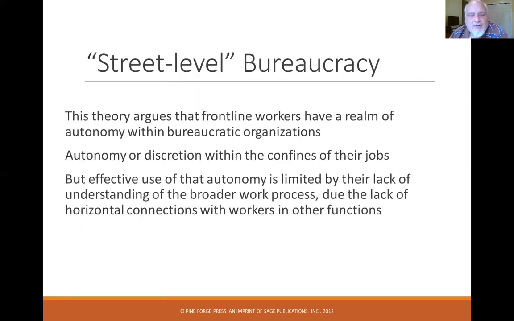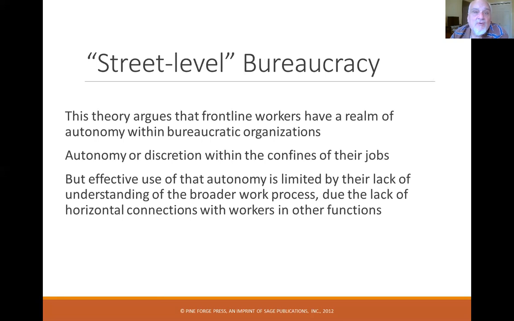Now, this is a theory that I'm familiar with because it came out of studies of policing. It argues that frontline workers have a realm of autonomy within bureaucratic organizations. Police agencies are militaristic organizations, very formal bureaucracies. They got lots of rules and so on. But out on the street, an officer needs some autonomy to deal with situations. So it's known as street-level bureaucracy.